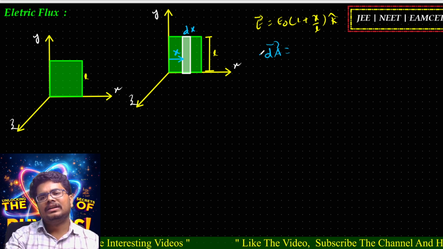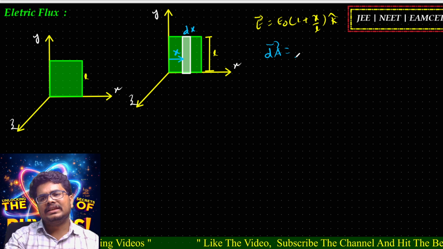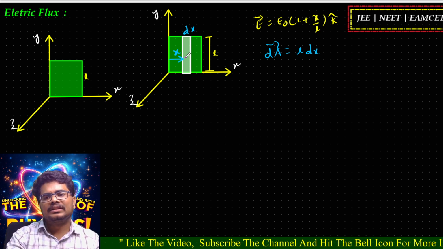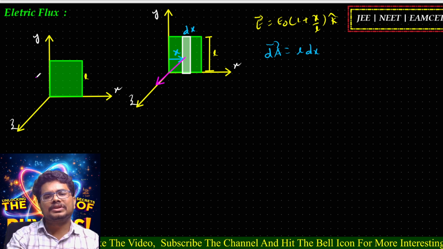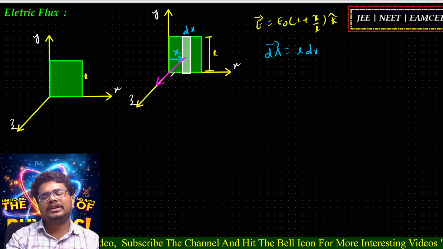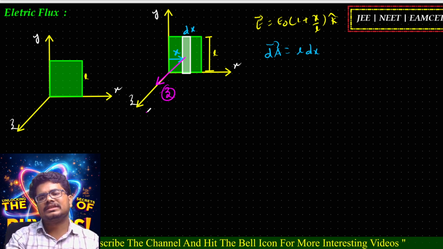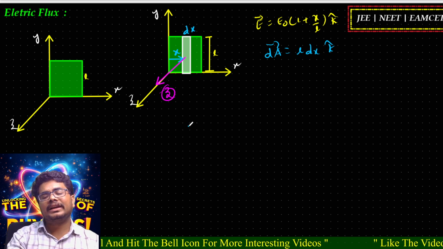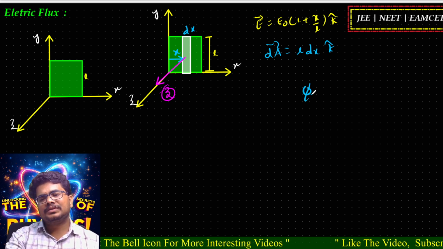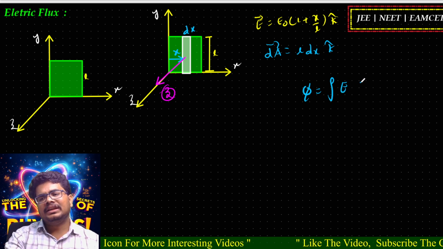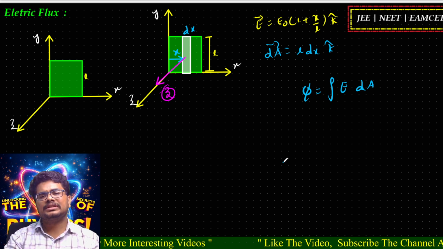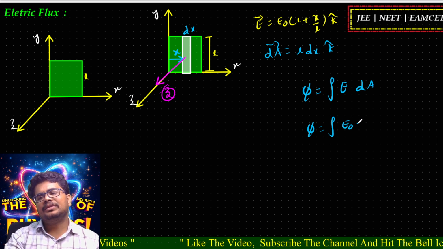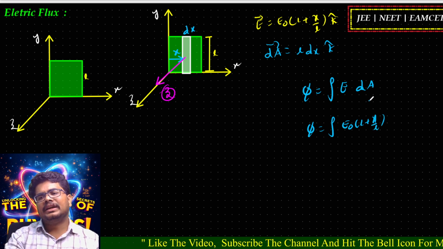dA is length into breadth. Length is L and breadth is dx, so dA is L into dx. Sir, how to write the area vector? Check the direction. Positive z direction. XY plane means the area vector is perpendicular to it, the positive z direction, so you can write the area vector as k cap. Both are in the same direction. Then how to calculate the flux? Flux equals closed integral of E dA, because theta is 0 and cos 0 is 1. So flux equals E value, E naught into 1 plus x by L, into dA. What is the dA value?